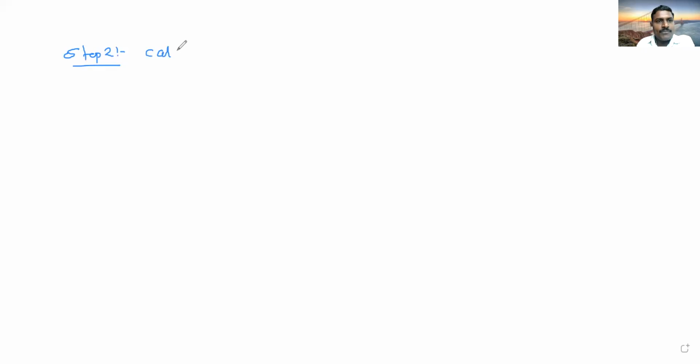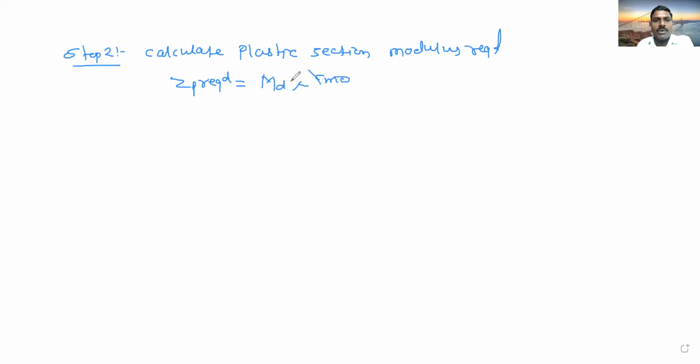Step 2 was to calculate the plastic section modulus required. So ZP required is equal to MD into gamma M naught divided by Fy. So from ZP we can calculate ZE required. ZE required is equal to ZP required divided by 1.14. This is for I section.